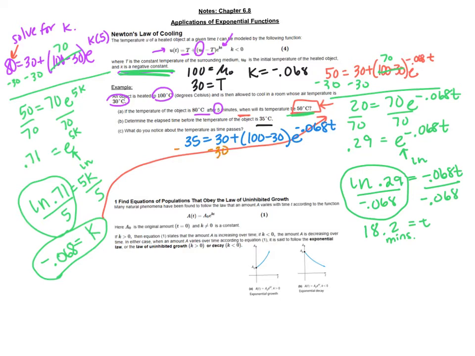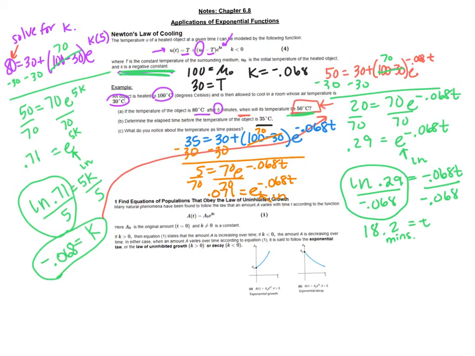I'm going to subtract that 30. Remember, this is just 70. I'm going to divide by that 70. Again, I'm rounding to 0.071 e to the negative 0.068t. To get rid of that e, I'm going to introduce my natural log.